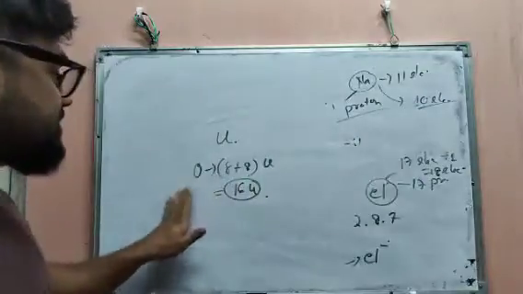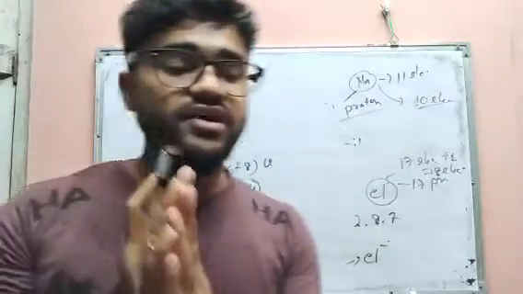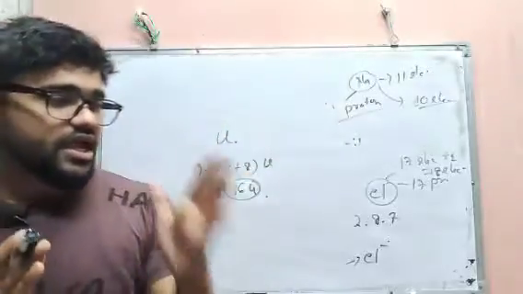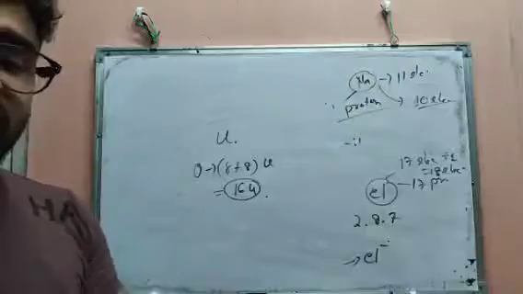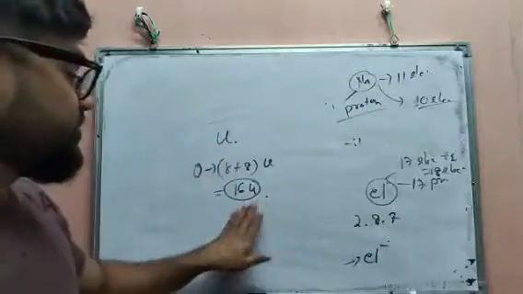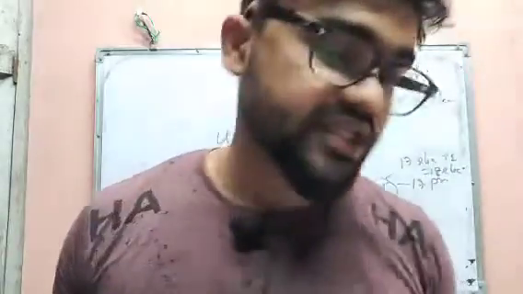So the atomic mass of oxygen is 16 U. If you are asked the atomic mass of oxygen and you say only 16, then your answer will be wrong. You have to use the unit. You have to say 16 U, that means 16 unit.